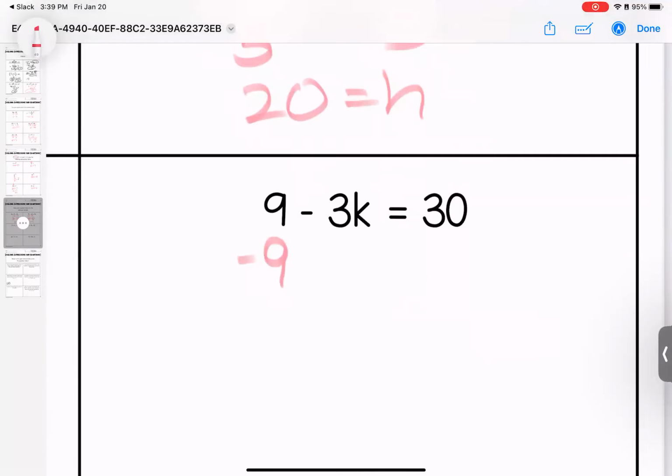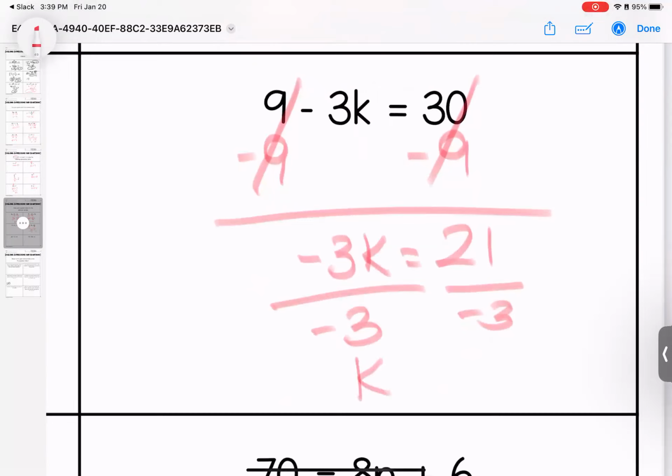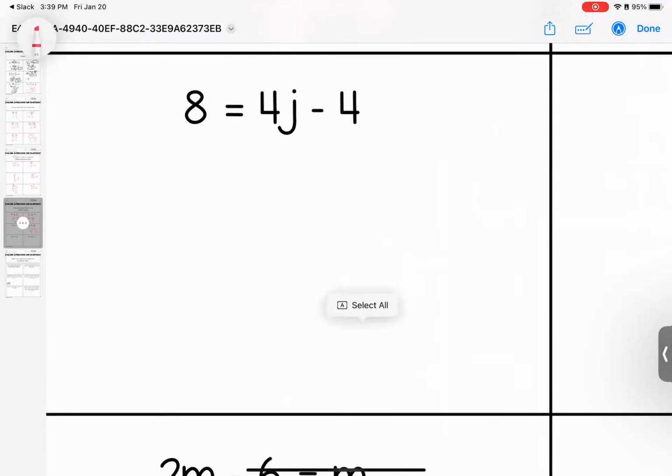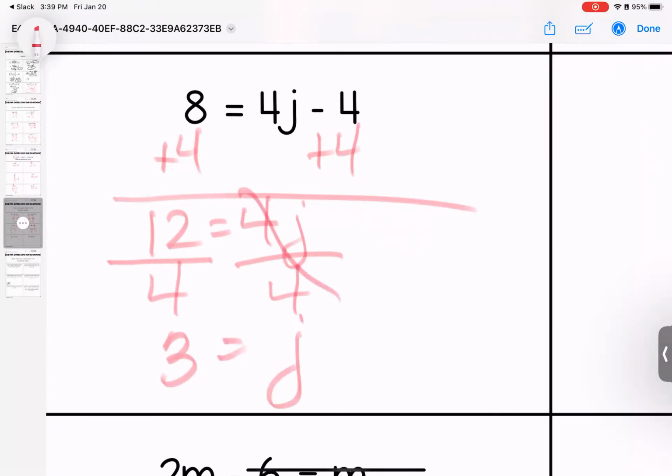Coming down here, I'm going to subtract 9. Subtract 9. That cancels. We have negative 3k is equal to 21. Divided by negative 3, k is equal to negative 7. Plus 4, opposite operations, 12 is equal to 4j. Divided by 4, 12 divided by 4 is 3. j equals 3.